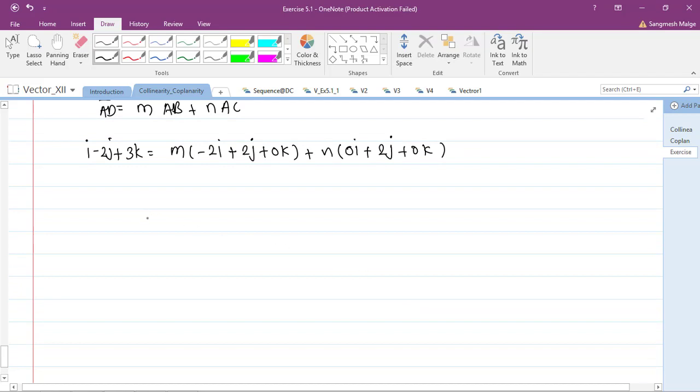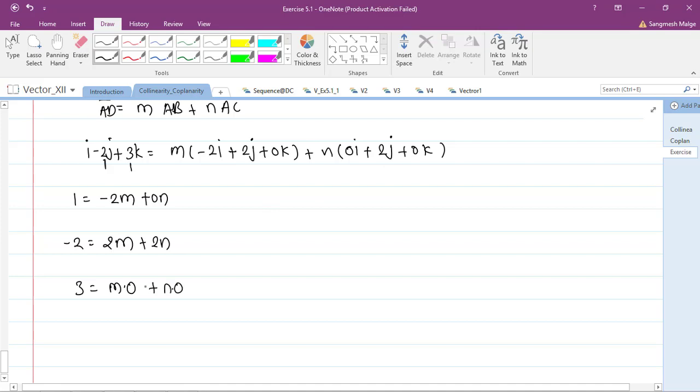The vectors are equal, so we equate the coefficients of i, j, k. Here 1 is equal to minus 2m plus 0n. Minus 2 is equal to 2m plus 2n. And finally for the k coefficient, 3 is equal to 0m, that is m into 0 plus n into 0.